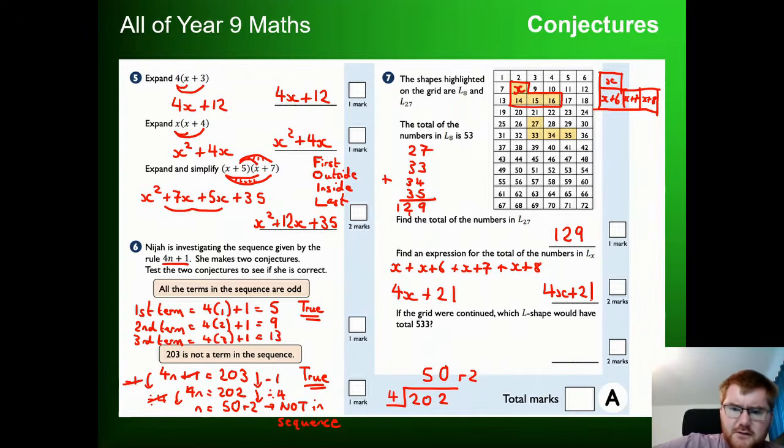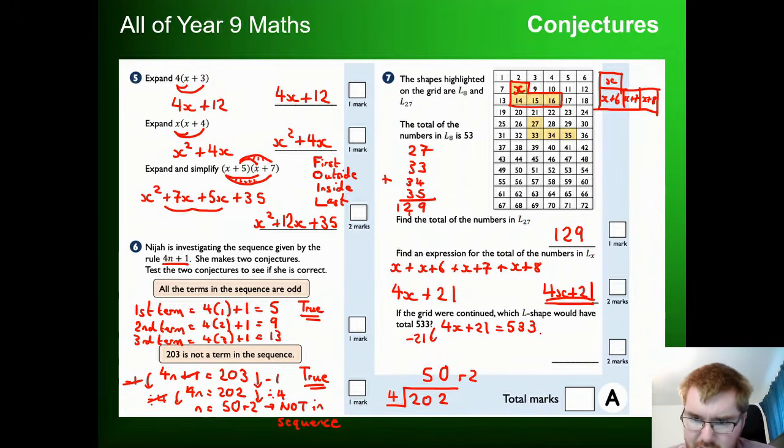Now if the grid were continued, which L shape would have a total of 533? So we want this expression here, the 4x plus 21 from before, to equal 533. Again, we solve in exactly the same way. So the plus 21's annoying, so we do minus 21 on both sides. Need a little bit of room here in a moment. This cancels, gives us 4x is equal to 512. Looks like a good number. 4 is going to go into.